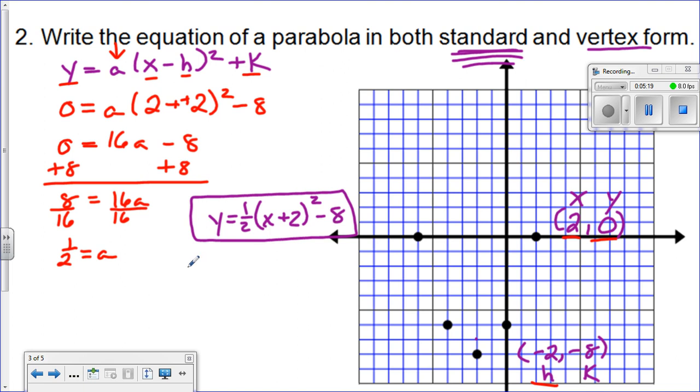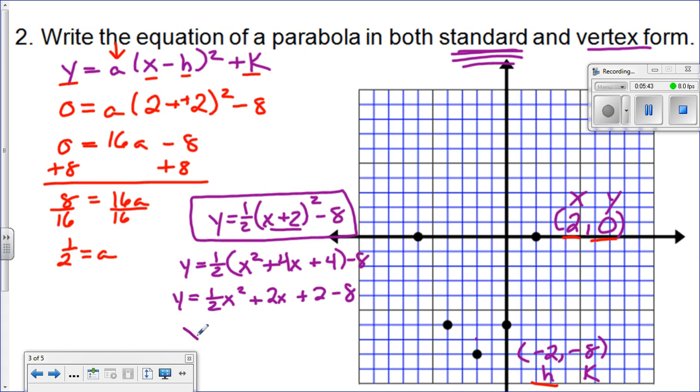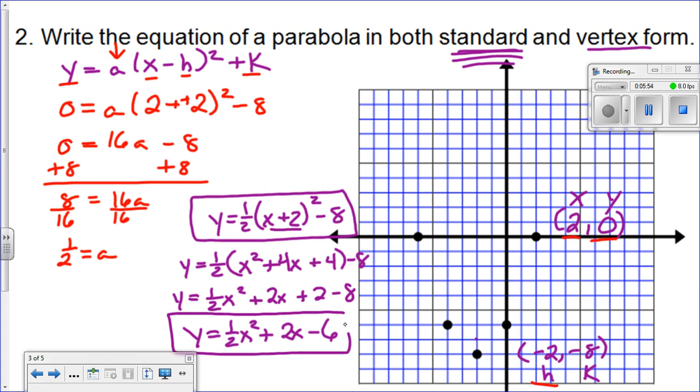So if I multiply it out, I get y is equal to 1/2 times, now I have to FOIL that, so that's x squared plus 4x plus 4, and then of course we have the minus 8 on the outside. So y is equal to 1/2 x squared plus 2x plus 2 minus 8. So y is equal to 1/2 x squared plus 2x minus 6. That's standard form. So we have vertex and standard form.